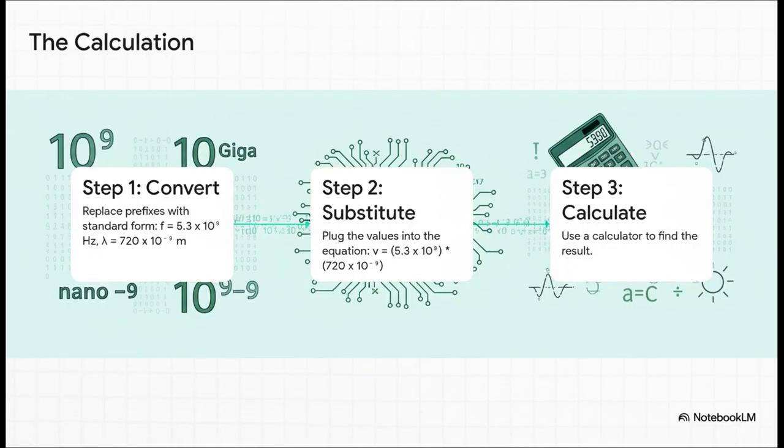And this is where our whole system just clicks into place. Step 1 is always to convert. We swap out the prefixes for what they really mean in standard form. So 5.3 gigahertz becomes 5.3 times 10 to the 9 hertz, and 720 nanometers becomes 720 times 10 to the minus 9 meters. Now that everything's in the same base language, we can just plug them into the equation and let the calculator do the hard part.